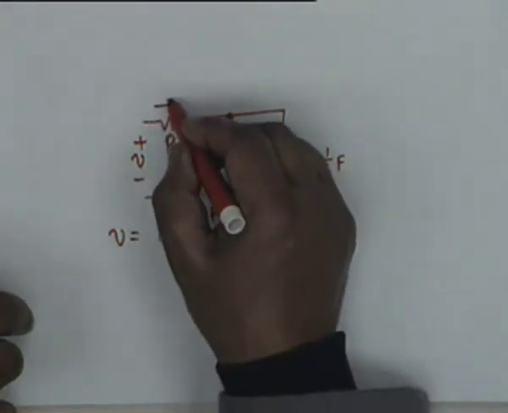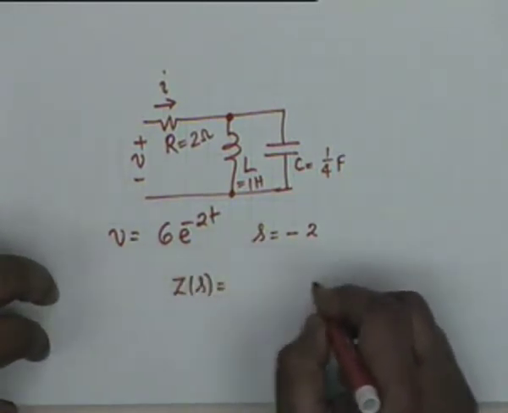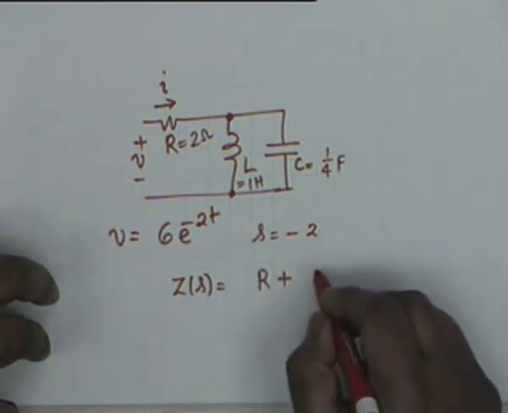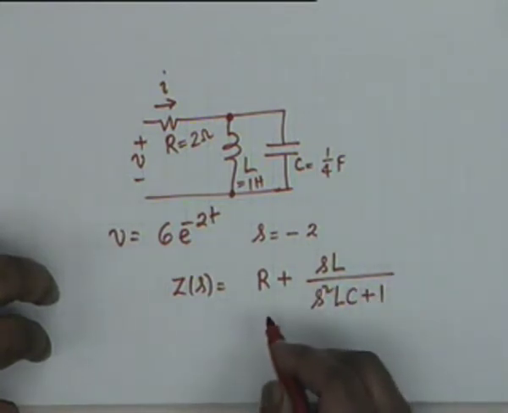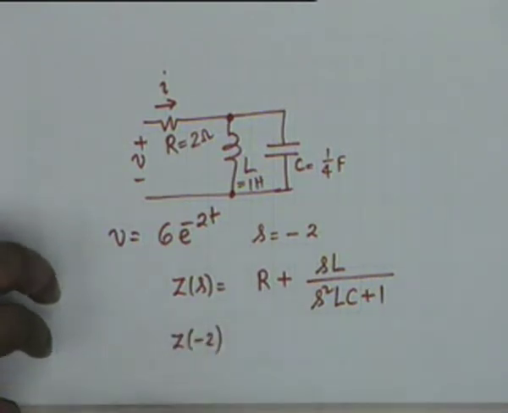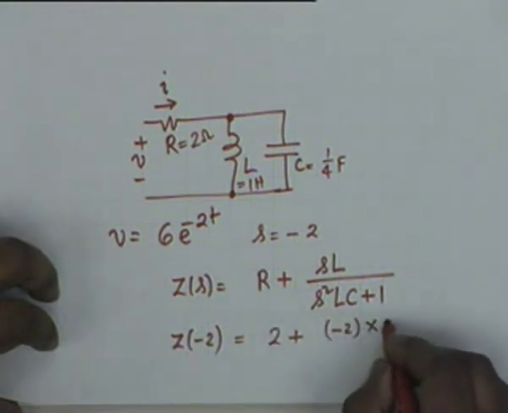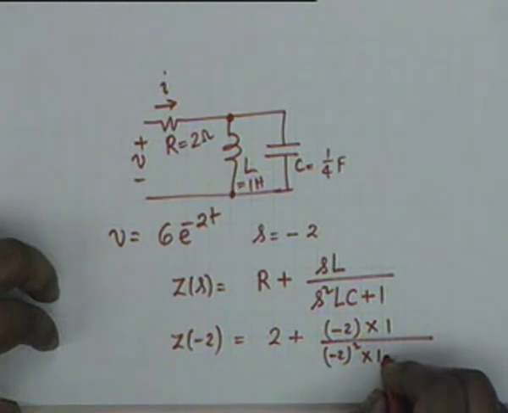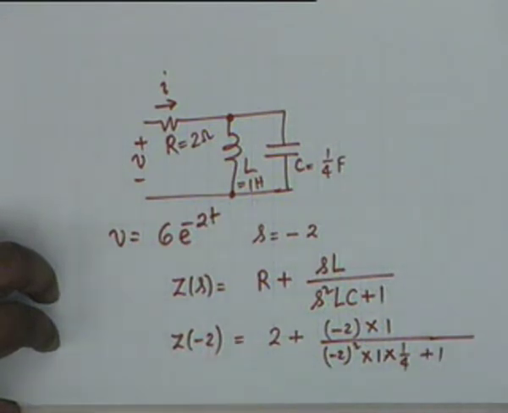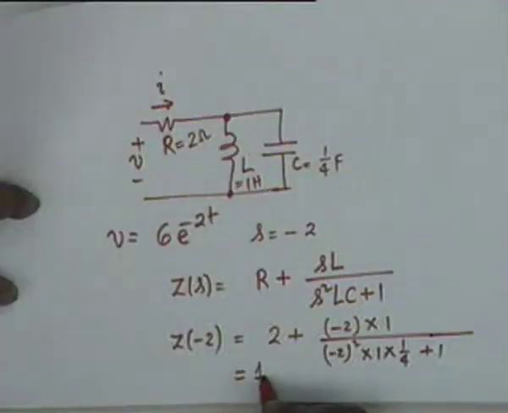So, if I wish to find this current, let's say I, what I do is, I first find out Z of s. Z of s, as you have seen already, is (R plus sL) divided by (s squared LC plus 1). Now substitute the values. Z of minus 2 would be equal to 2 plus s is minus 2 multiplied by 1, divided by s squared is minus 2 squared times 1 times 1 quarter plus 1. Which means Z of minus 2 equals how much? 1. Z of minus 2 is equal to 1.